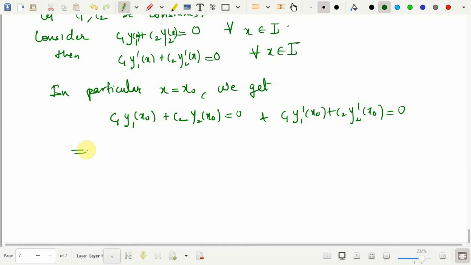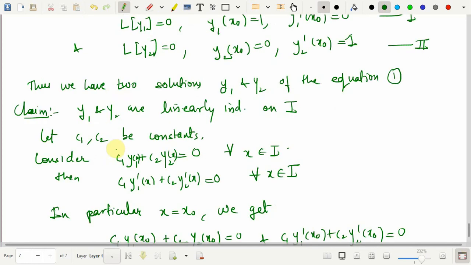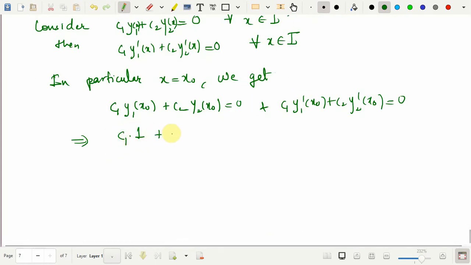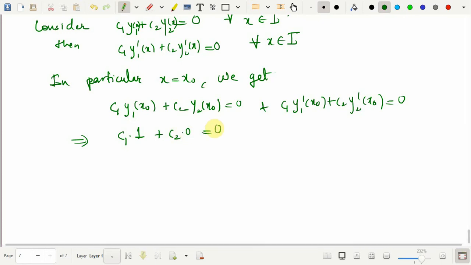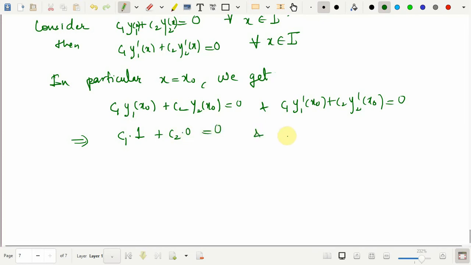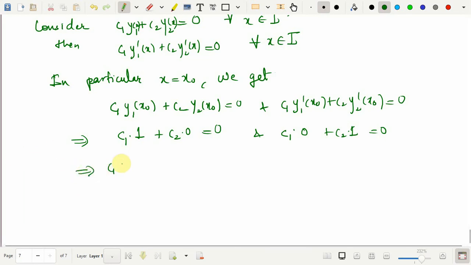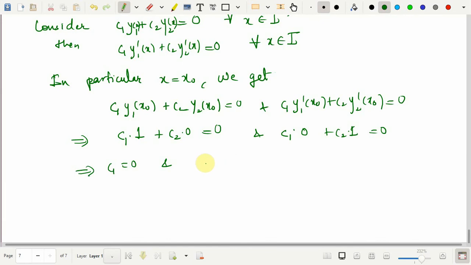And what is the value of y1 of x naught? y1 of x naught is equal to 1 and y2 of x naught is equal to 0. So from here I get c1 into 1 plus c2 into 0 is equal to 0, and from the second equation it is the reverse: 0 plus c2 is equal to 1 times c2. That's the reason I chose these initial values, because from here I can say that c1 is equal to 0, and from the other I can say that c2 is equal to 0.